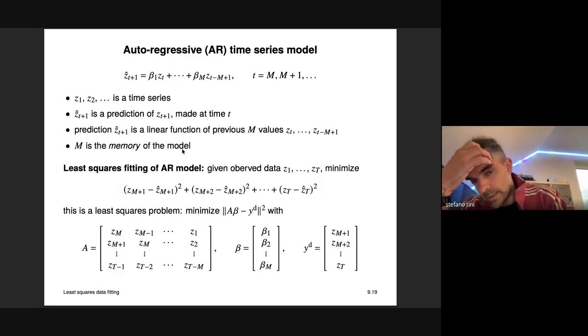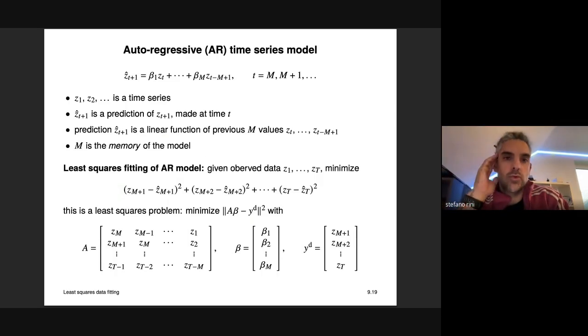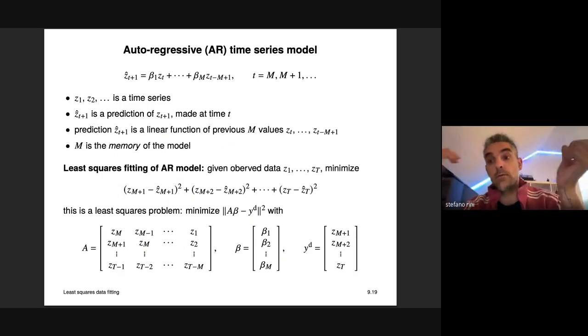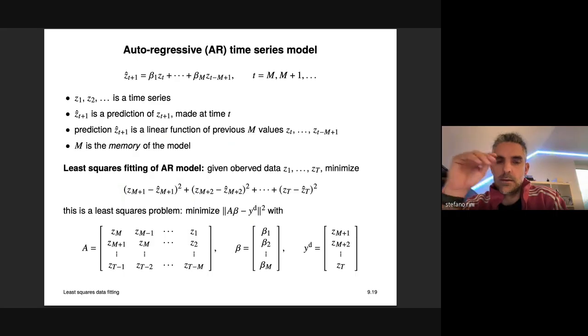Moving on to linear filters: the autoregressive time series model. So now your current estimate of the time series is a certain filtered version of the past values. So you say that z hat of t plus 1 is a function of beta 1 z of t, all the way to beta m z of t minus m. And this is simply a linear filter. This is a convolution operation.